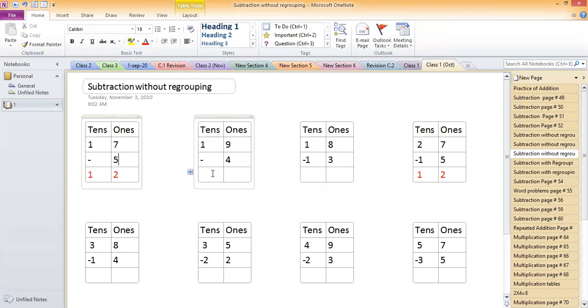Come here now. Next question. 19 minus 14. You have to tell me now. 19 minus 14. Send the message privately. I'm repeating again. 19 minus 14.